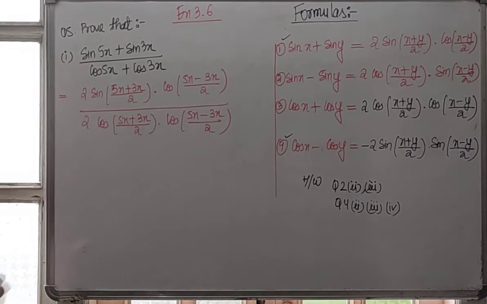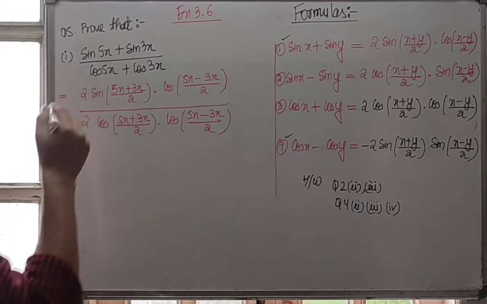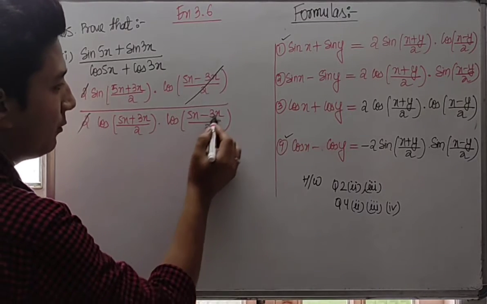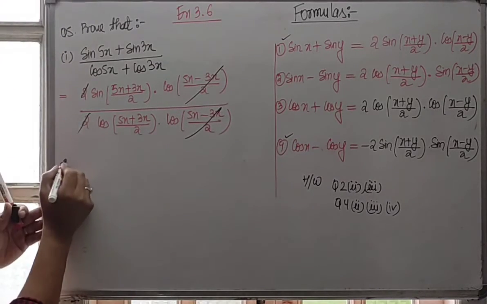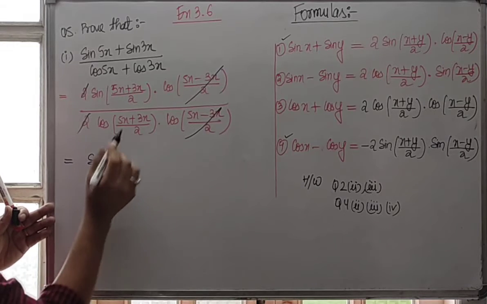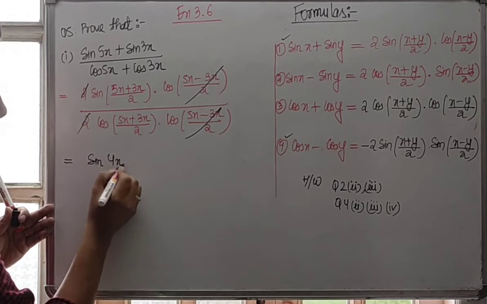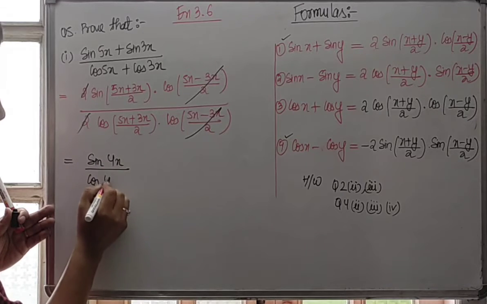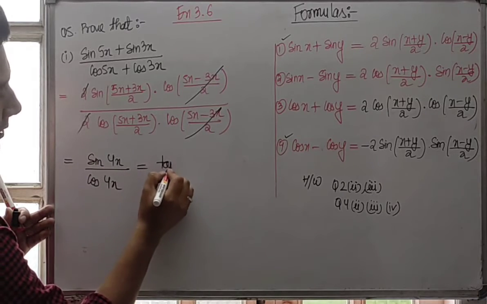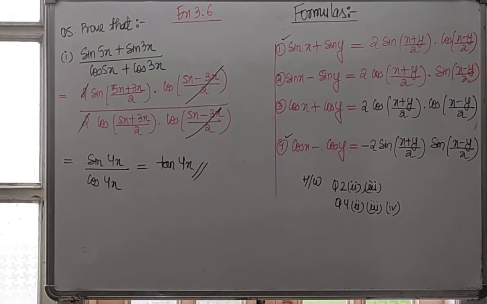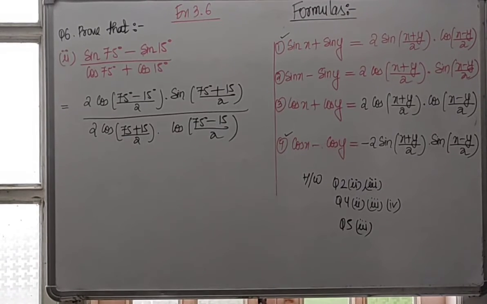Here we can clearly see the 2 and 2 in the numerator and denominator get cancelled out. Cos of (5x minus 3x) by 2 in the numerator and denominator also gets cancelled out. So I get sine of 8x by 2, which is sine 4x, divided by similarly cos 4x, which you get as tan 4x. How simple it is. This is your right hand side. So please pause the video and note it down properly. Alright, let's move on to the next question.